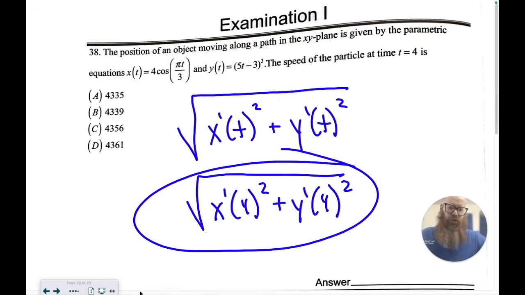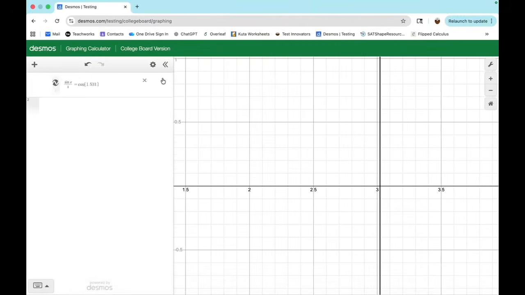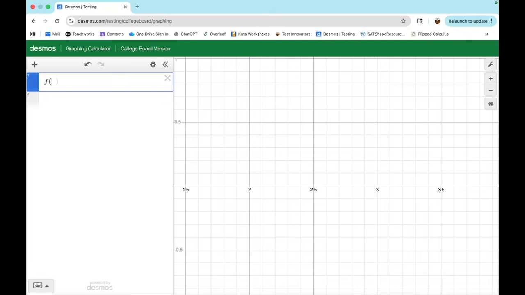But I don't want to have to do the derivative of those. And this time they give it to us. This time I'm going to do a better job than I did the last time. I learned my lesson. So instead of x and y, I'm going to use f and g. So I'm going to consider this one f of t and this one g of t. And then we're going to do the whole thing in Desmos. So we go into Desmos, and we are going to define f of t as 4 cosine of pi t over 3.